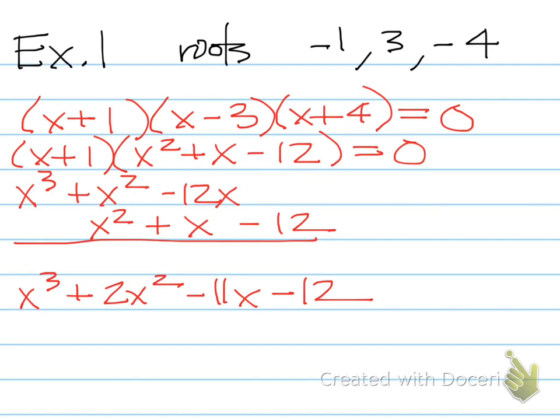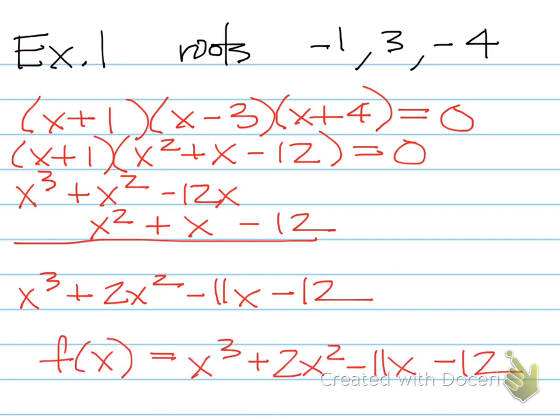Now keep in mind, it's written in standard form when the coefficients are integers. They should not be fractions. The lead coefficient should be a non-negative integer. All right, so all of our coefficients are integers, so we don't have to multiply the equation by anything. And our polynomial is f of x equals x cubed plus 2x squared minus 11x minus 12.